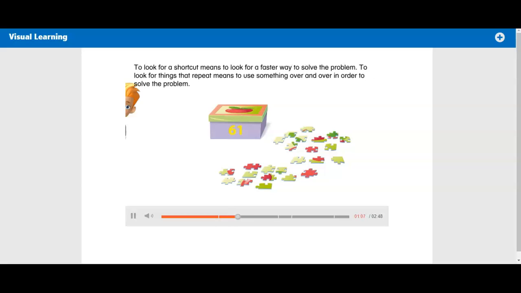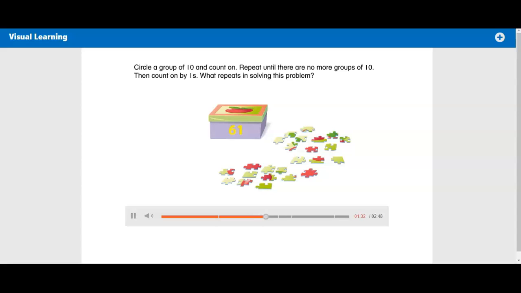To look for a shortcut means to look for a faster way to solve the problem. To look for things that repeat means to use something over and over in order to solve the problem. Circle a group of 10 and count on. Repeat until there are no more groups of 10. Then count on by ones.